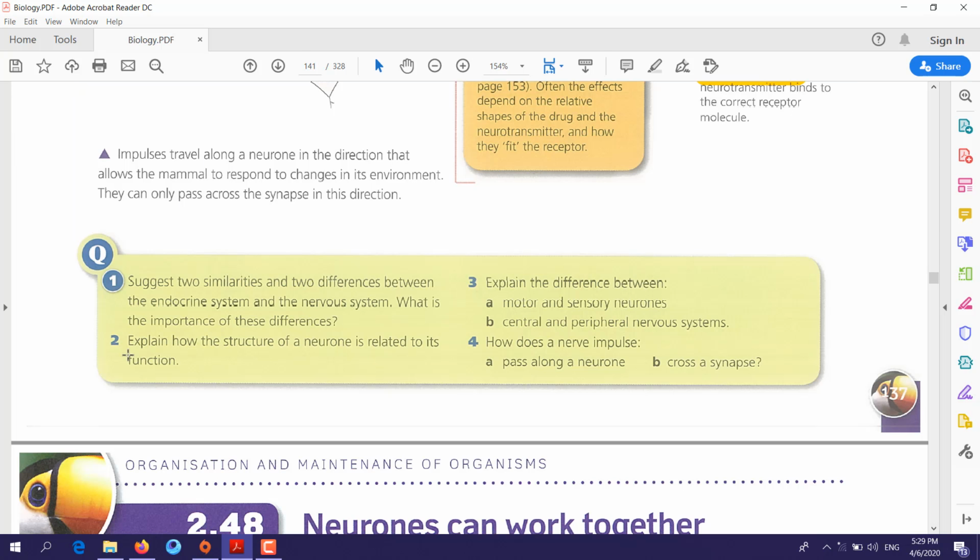Question number 2, 3, and 4. These 3 questions will be your task for this lesson.